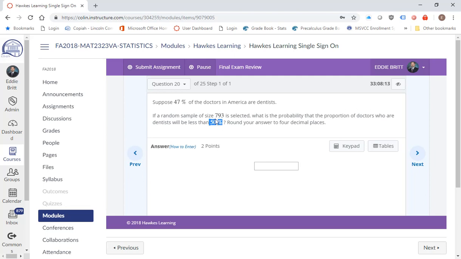I mean, if I say that to myself about 1,000 times, I'd probably be able to use some math sense and figure it out. It's that kind of deal. If 47% are, and I take almost 800 of them, that's a pretty big sample size. There's probably a really good chance that less than 50% of the doctors will be dentists. So we'll see. I'm just guessing though, going off of what's there.